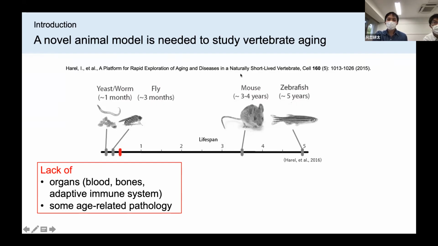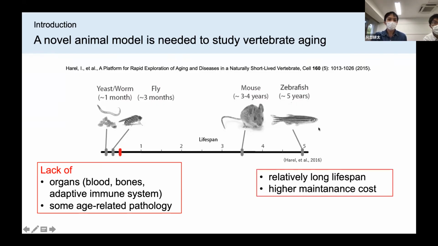On the other hand, vertebrate models such as mouse and zebrafish have a relatively long lifespan and a higher maintenance cost. To overcome this problem, our lab uses the African turquoise killifish, which is a vertebrate with a very short lifespan that can live in captivity. The lifespan of killifish is only around 3 to 6 months. So it's really, really fast.